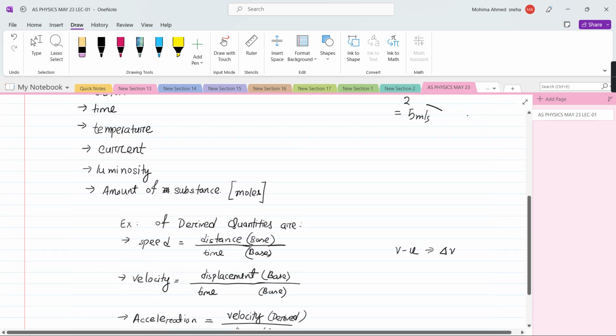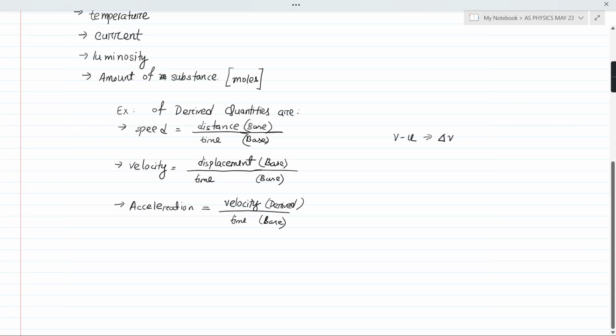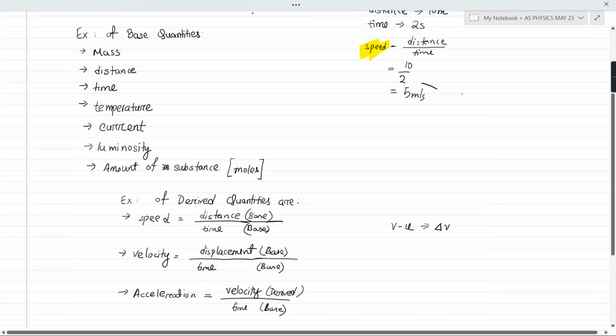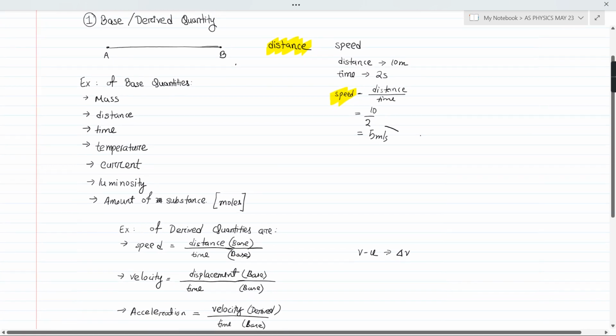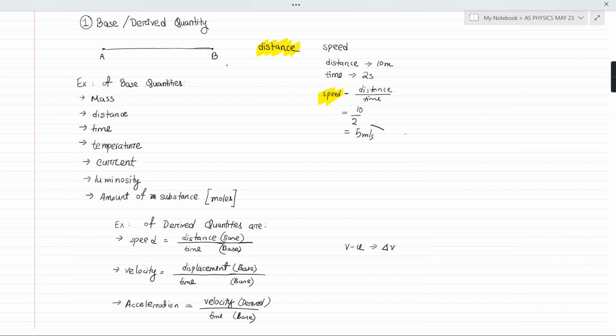Is my point clear so far? Is everything understandable so far that I'm telling you about? Yes. Okay, so let's move to the other point.